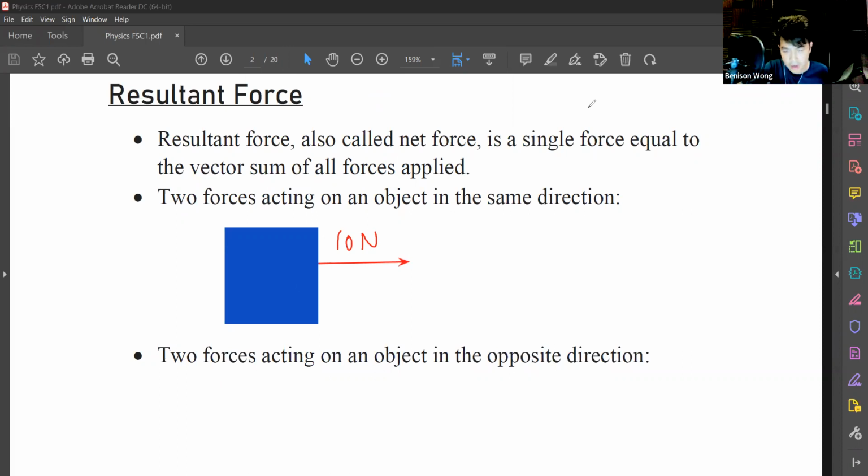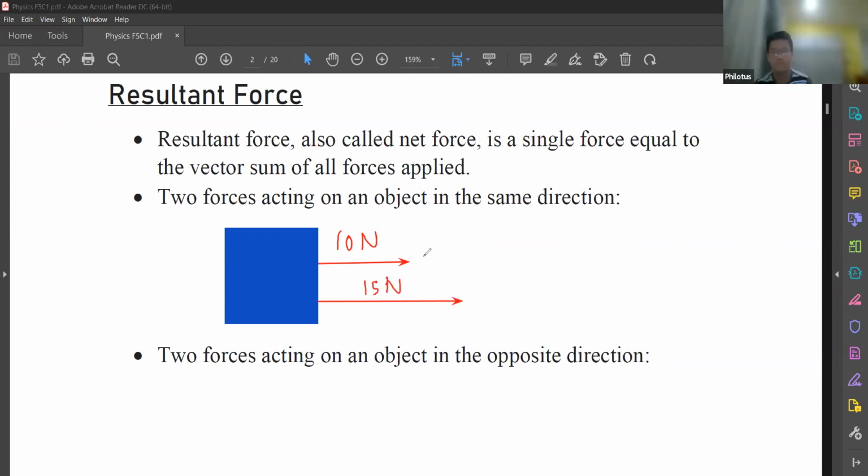But let's say you want to make this object move faster. What are you gonna do? You pull with another force, or you ask two people to pull the same object together, right? In the same direction. So add another force here. Let's say this force is 15 newtons. So what is the total force acting on this object right now?